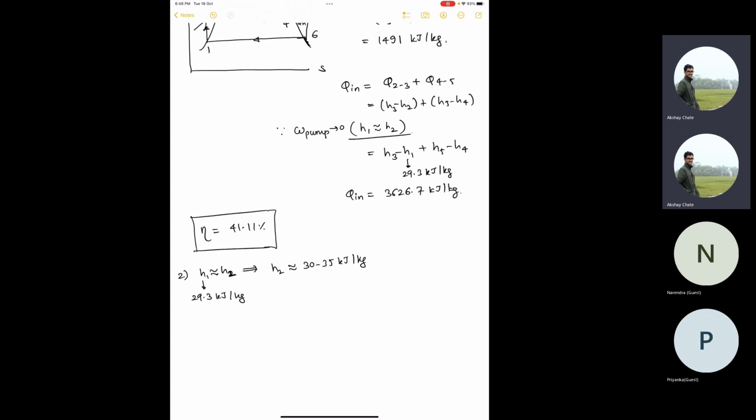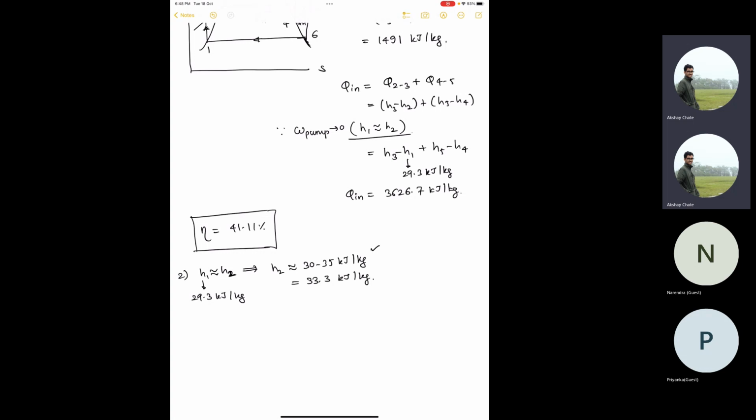So if you look at the options, I'll tell you the options. First one was 0.33 kilojoule per kg, second is 3 kilojoule per kg, third is 4 kilojoule, and D is 33.3 kilojoule. So just by looking at the options, you could have gotten the answer, and the exact answer is 33.3 kilojoule per kg. So this part also you could have solved easily.